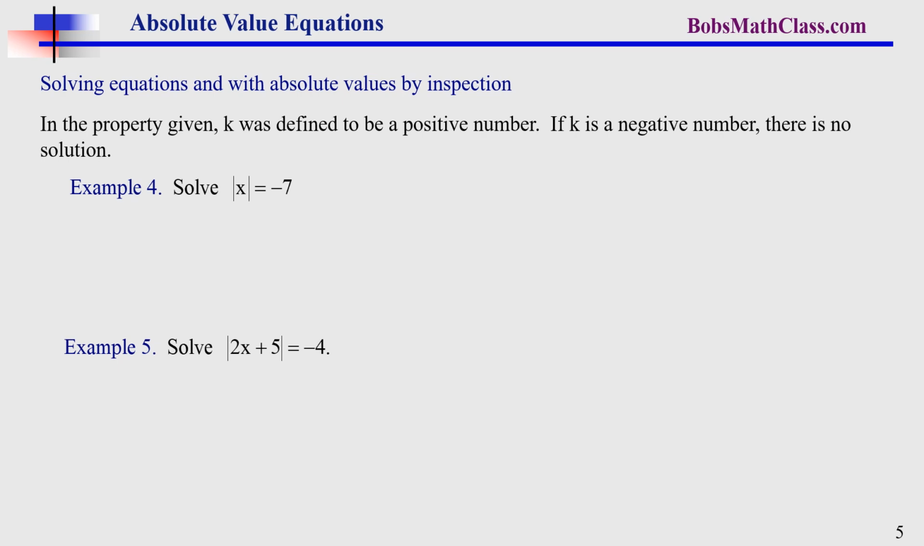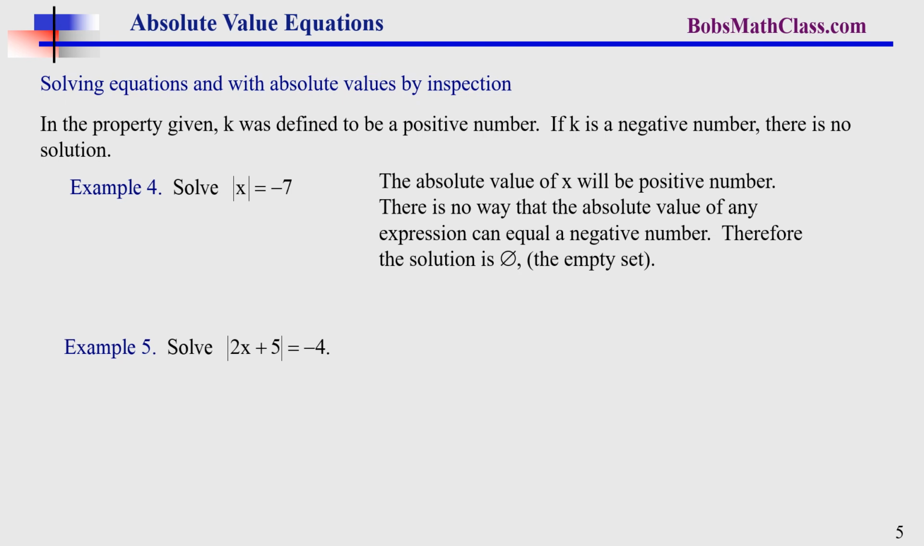So on these two problems, we're going to solve by inspection. In the property that we gave in the beginning, k was defined to be a positive number. If k is a negative number, there is no solution. So looking at this problem, the absolute value of what number equals negative 7? The absolute value of any number is always going to be positive. So there is no number that will work.